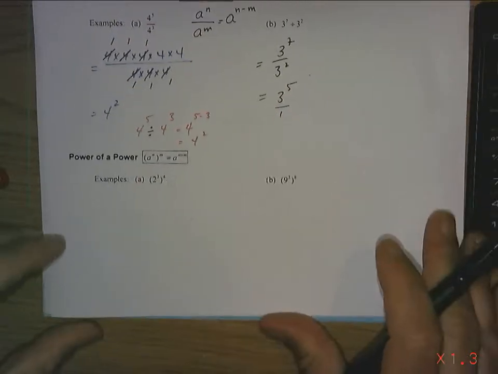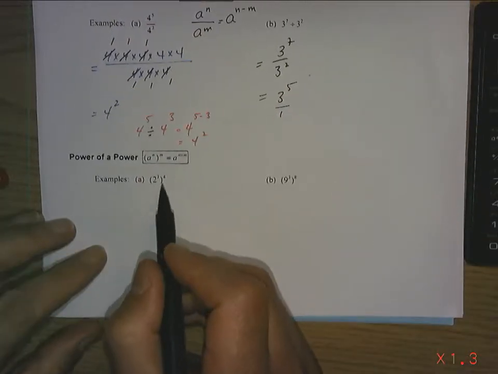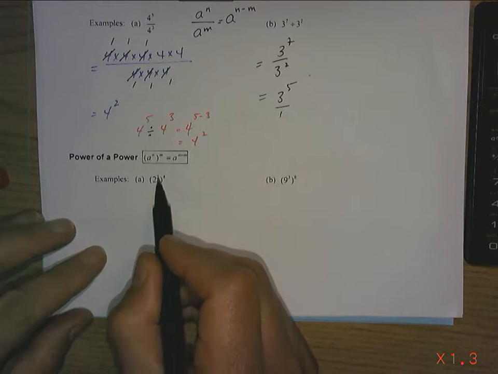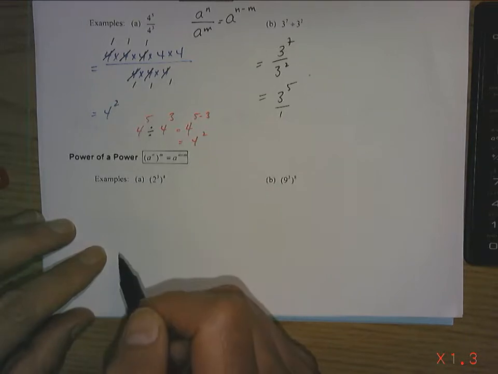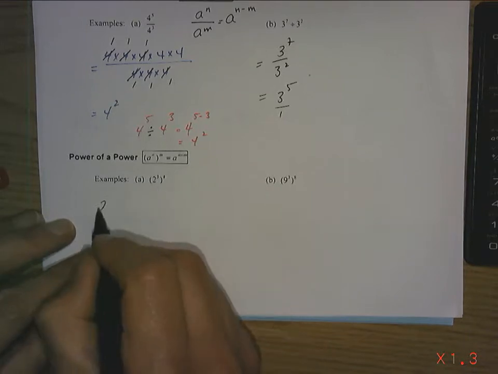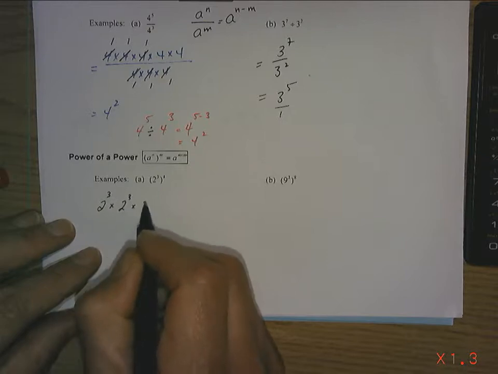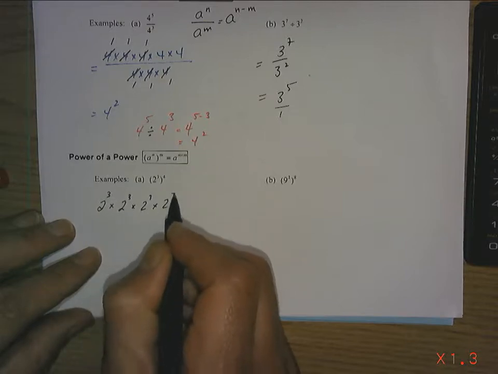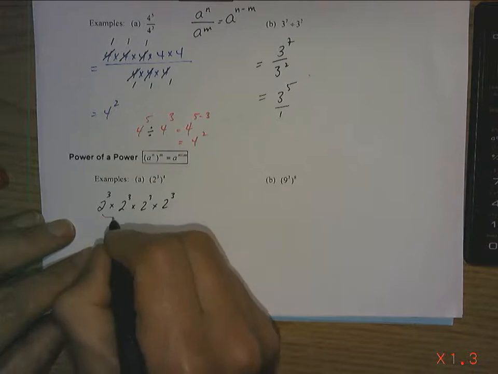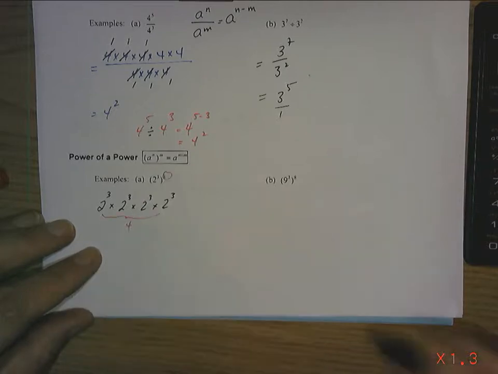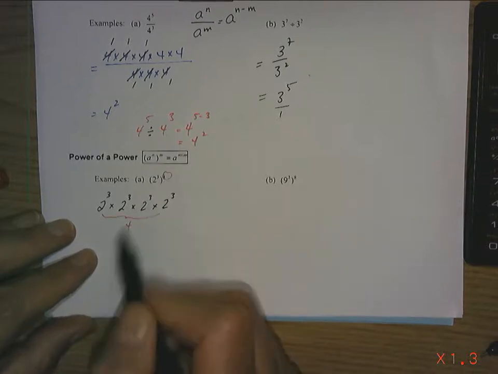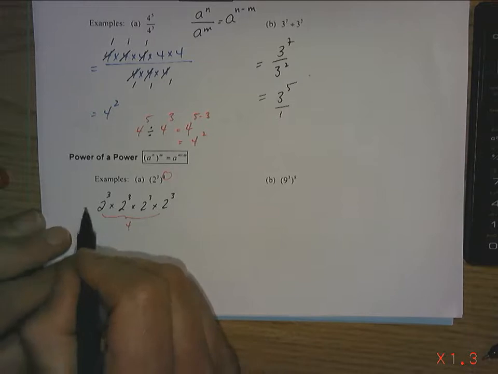Power of a power. So now what's happening is I've got a base to a power and the whole thing to a power. Well, what that means is 2 to the 3 is the base times 2 to the 3 times 2 to the 3 times 2 to the 3, 4 times. That's what that means. That 4 means take the base and multiply it by itself, so there's 4 of them.